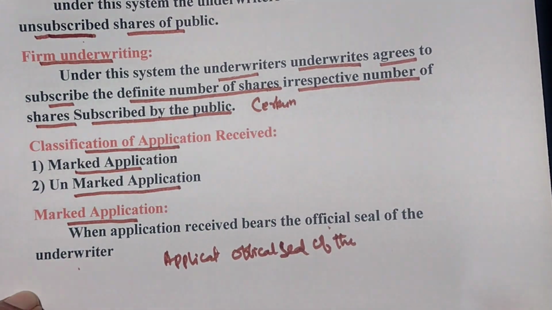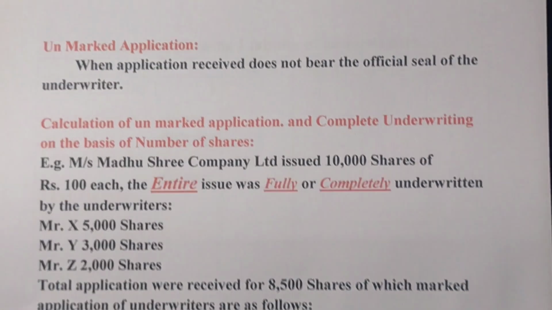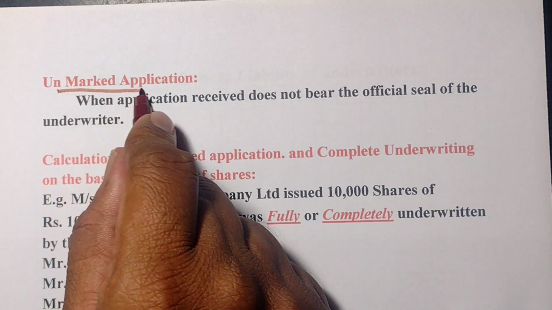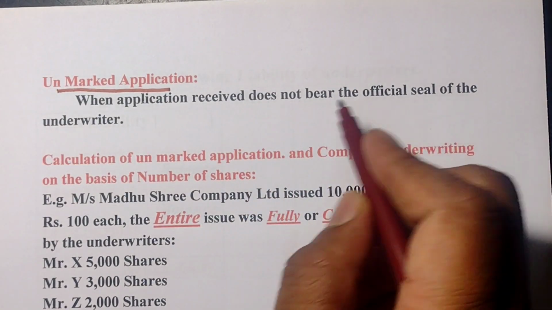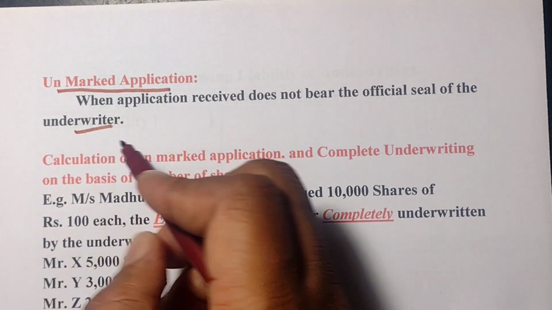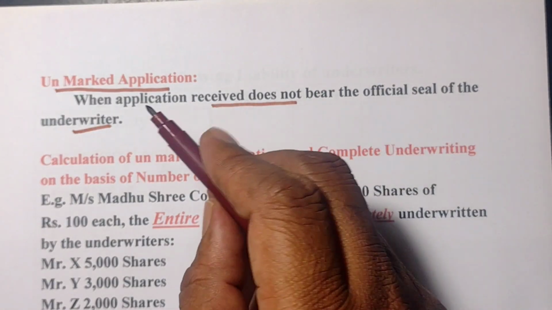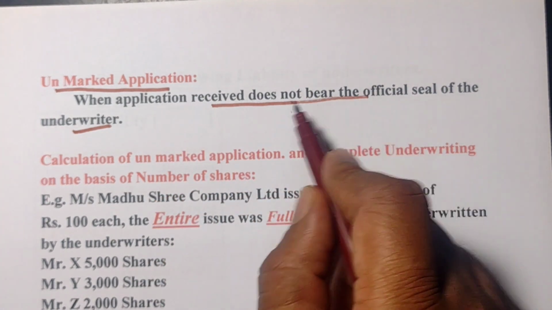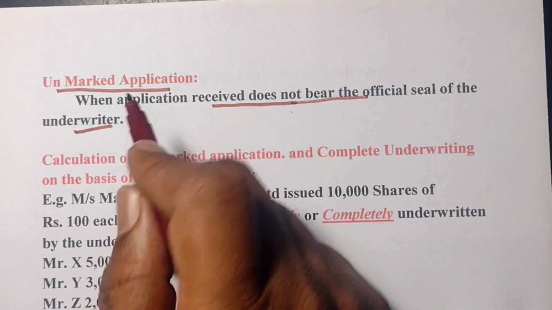Then, what will be our next topic? Our next topic is the unmarked application. What is an unmarked application? When an application received does not bear the official seal of the underwriters, it means that it has been received directly from the public. So when an application received does not bear the official seal of the underwriters, it is called an unmarked application.